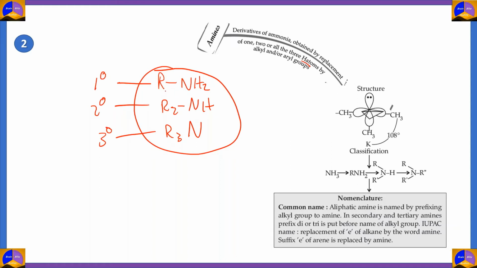Primary amines contain one alkyl group and two hydrogen atoms attached to the nitrogen atom. And in secondary amines, two alkyl groups and one hydrogen atom are attached to the nitrogen atom. And in a tertiary amine, all of the substituents attached to the nitrogen atom are alkyl groups. So this basically is the structure of the amines that we're going to be discussing.